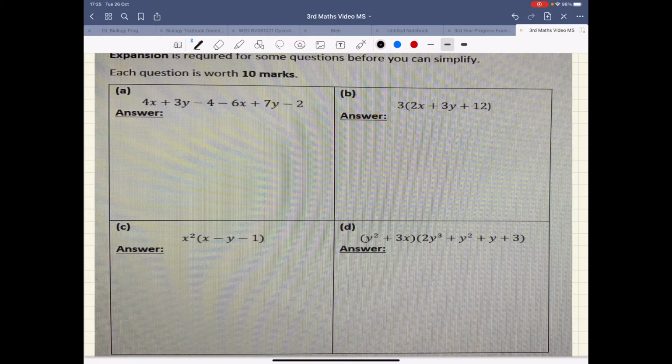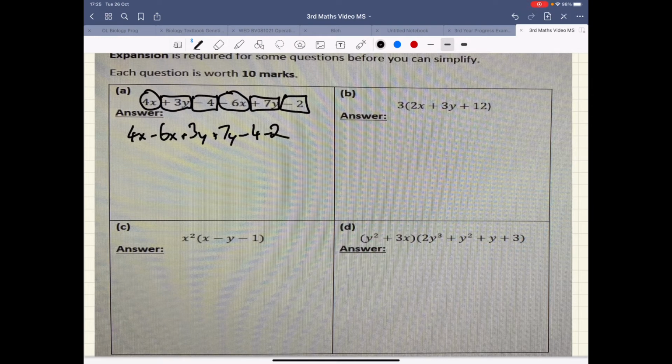The first thing I would do here is put like terms with each other. So I see 4x here and a minus 6x here, so I'm going to put them together, 4x minus 6x. I have a 3y here and a 7y here, so plus 3y plus 7y. And then I have a regular number here and here, so minus 4 minus 2. 4x minus 6x is minus 2x. 3y plus 7y is 10y. And minus 4 minus 2 is minus 6. That's the final answer. So you've simplified this long expression into this slightly not as long expression.